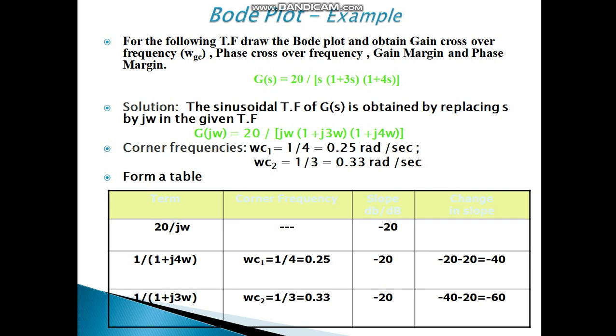Next, the slope in dB. For the first term the slope is minus 20, because the s is in the denominator, so it is minus, and only one term is present, so 20. Like that the second term, 1 by 1 plus 4 j omega, the j omega term is in the denominator, so it is minus, only one term is present, so 20. In the same way the third term is minus 20. Next we have to find the change in slope. So minus 20, then minus 40, and minus 40 minus 20 equal to minus 60.